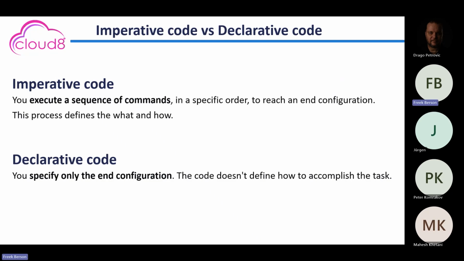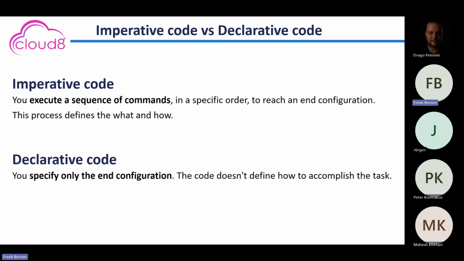So it's important to know the difference between 2 different types of code, right? When we talk about imperative code, we talk about executing a sequence of commands. So in this case, you need to specify not only what you want to create, but also how you want to create it. PowerShell is a great example of this, where each of the lines of code is processed in a very specific order. So you as the author need to make sure that that order is correct to get the correct end result.